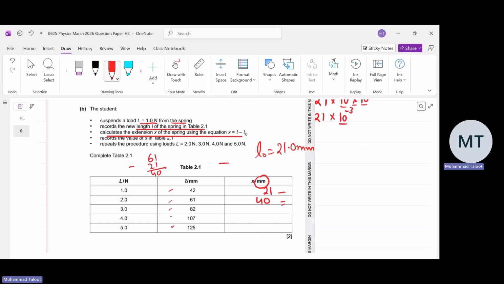Kindly cross check these values. Might be I'm wrong, but I also checked this. You can even use a calculator. 82 minus 21 will be 61. No need to write the units again. Then 107 minus 21 is going to be 86. Then 125 minus 21 is going to be 104. So we are done with this.